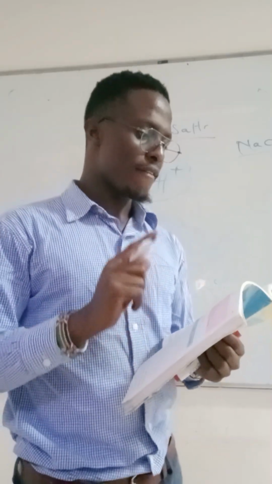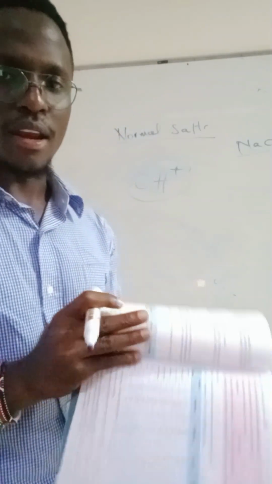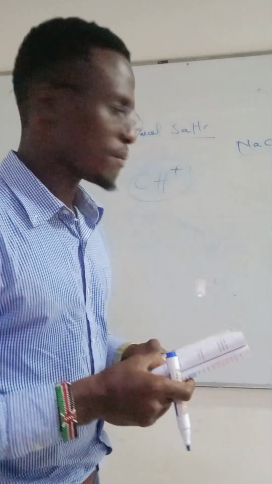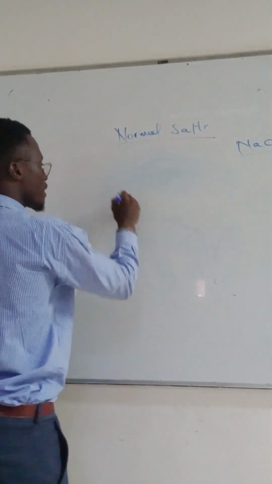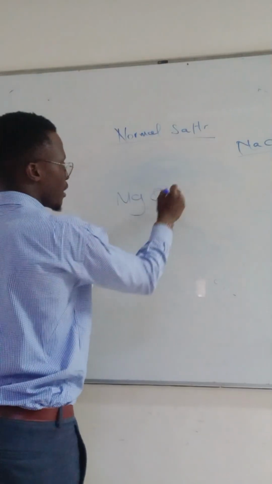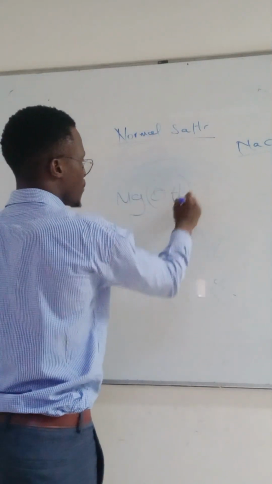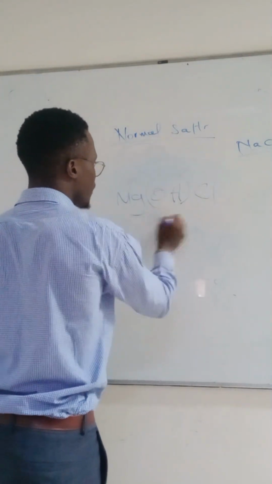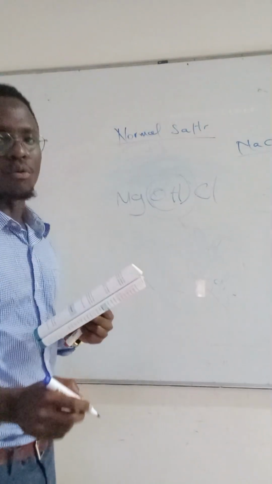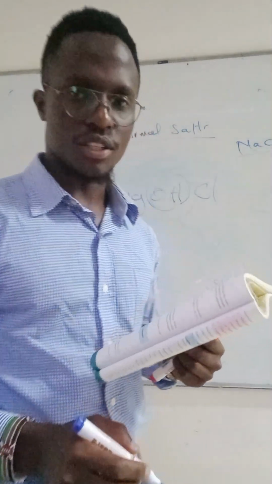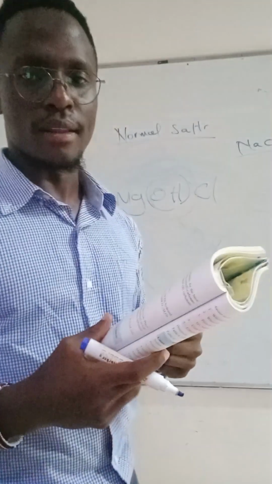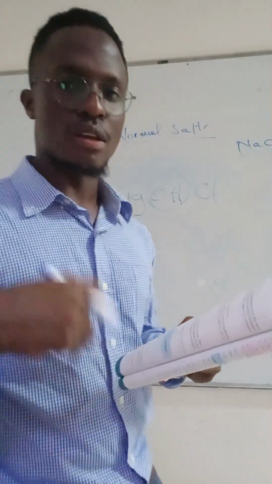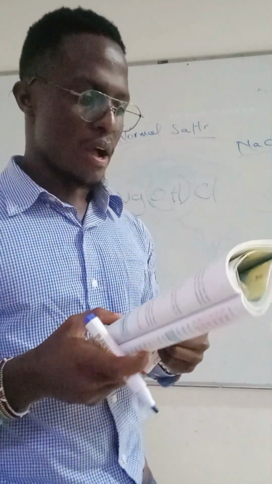Okay, so for example, we have basic magnesium chloride. So magnesium, OH in brackets, and then chloride. We must have this OH group in that structure to make it basic. It's the presence of the OH group that gives this salt the basic nature.